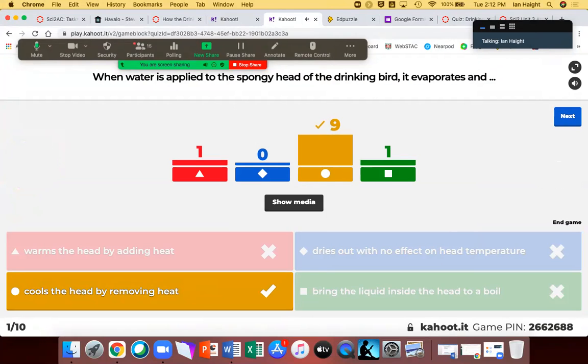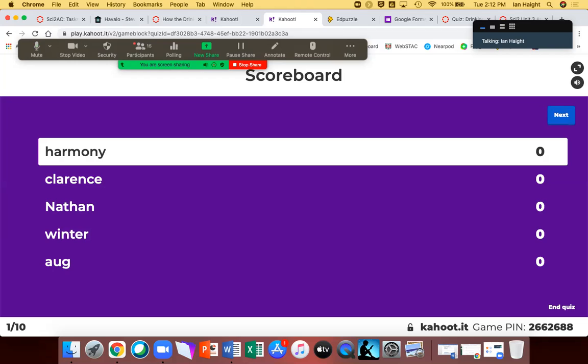Very good. Most of you got it, that it cools down the head by removing heat. Again, it's the same way that sweating works, right? When water beads on your skin, it evaporates and it removes heat as it does that, right? It's transitioning from lower energy to higher energy form, liquid to gas. And so we call it evaporative cooling. All right, Harmony in the lead.